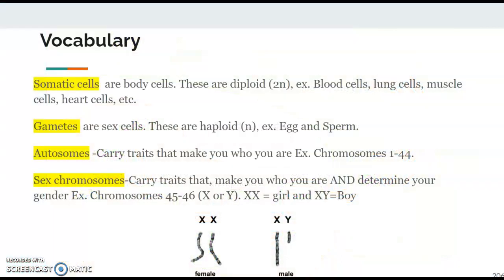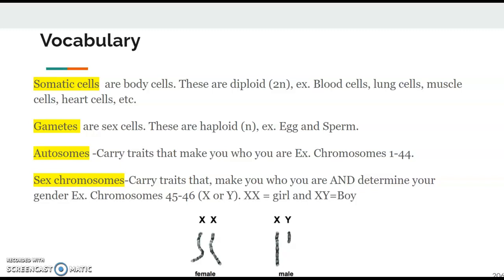So some general vocabulary. Somatic cells, these are body cells that are diploid in number. For example, blood cells, lung cells, muscle cells, heart, almost everything, right? Gametes, those are your sex cells. These are haploid, for example, your egg and your sperm.